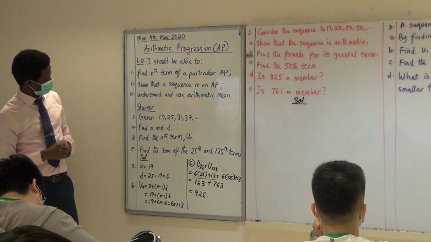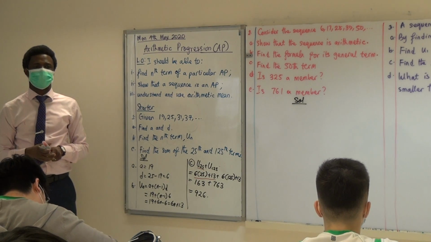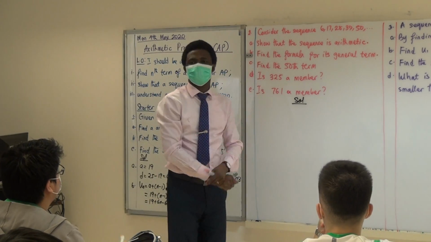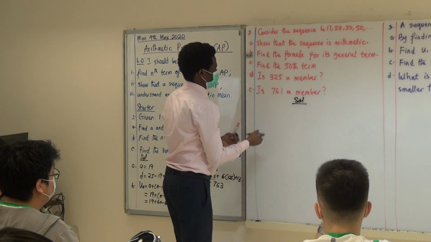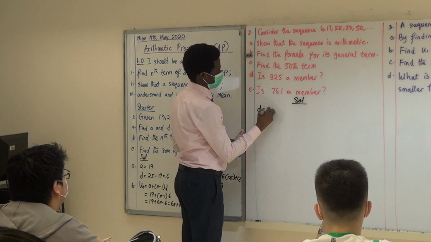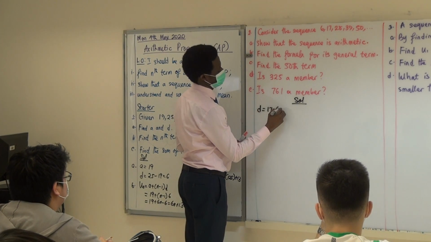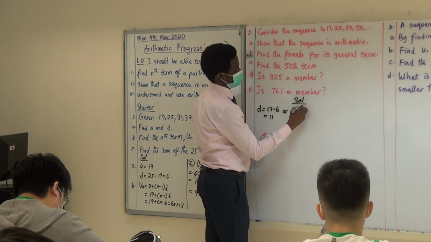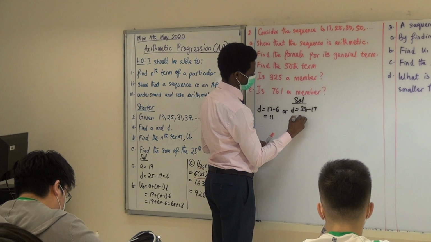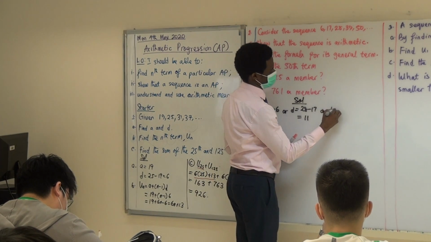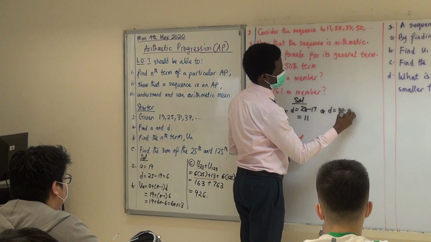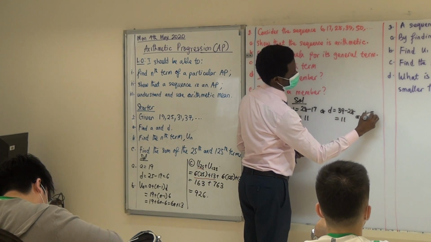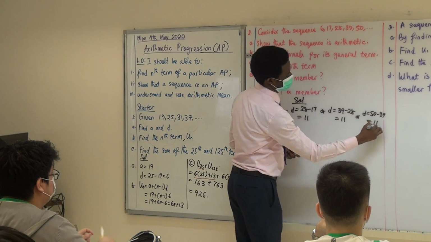The next thing here, consider this sequence. Show that the sequence is arithmetic. In this case, all you have to do is show that your common difference is the same. My common difference is 17 minus 6, which is 11. Or, common difference is 28 minus 17, which is 11. Or, 39 minus 28, also 11. Or, 50 minus 39, which is equal to 11.